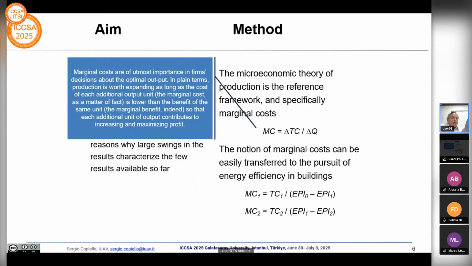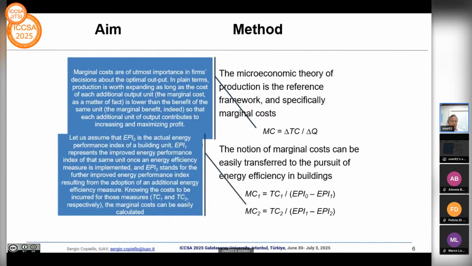We know that according to microeconomic theory, it is worthwhile to expand production until the marginal cost is lower than the marginal benefit. So we can quite easily and straightforwardly translate this concept, this notion, into the estimation of marginal cost for building energy efficiency, meaning that it is worthwhile to push forward energy efficiency, to go on with retrofitting actions until the marginal costs are lower than the marginal benefit.